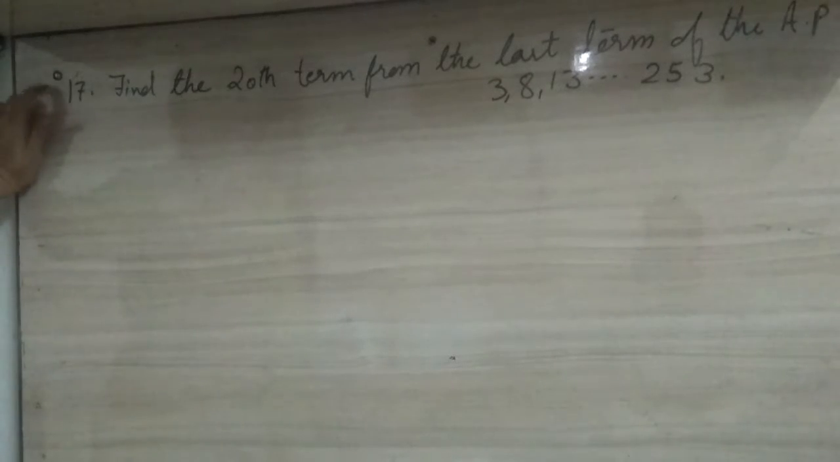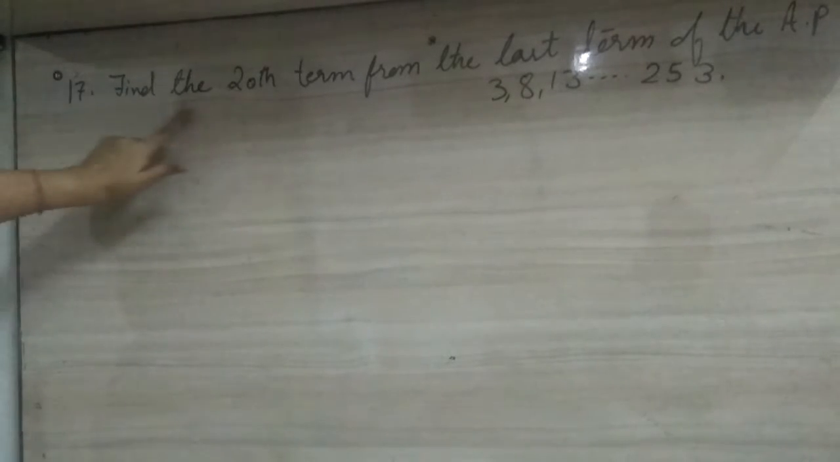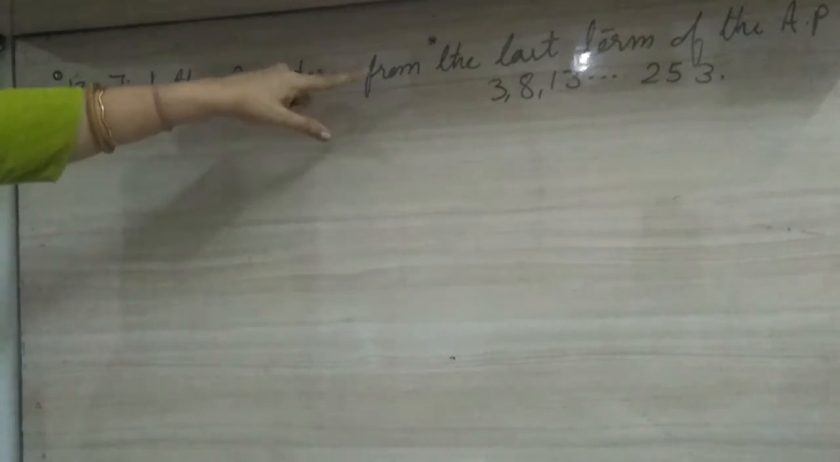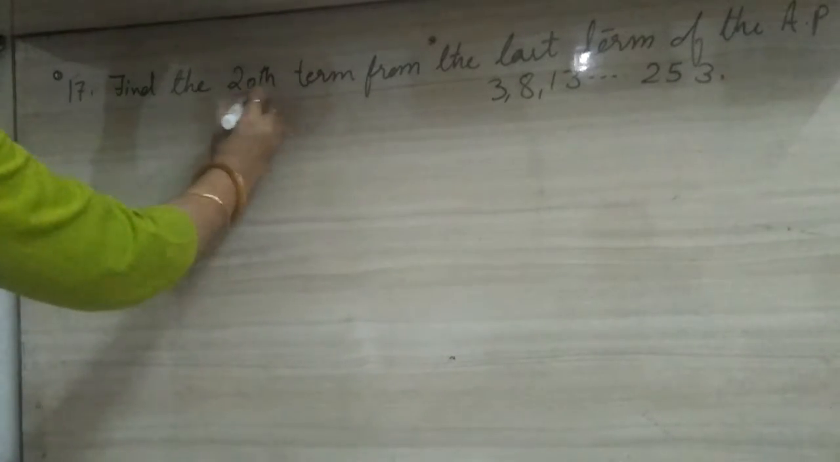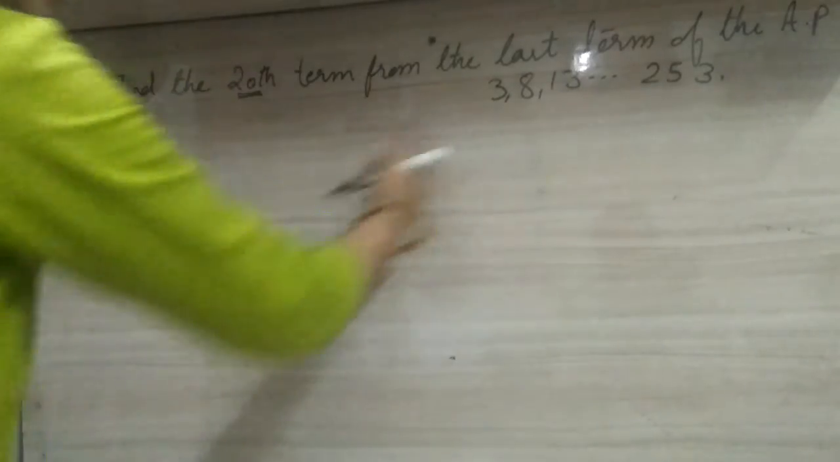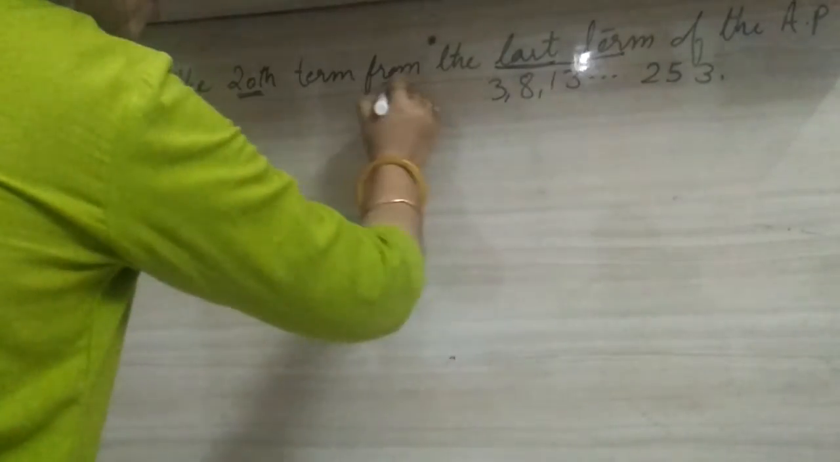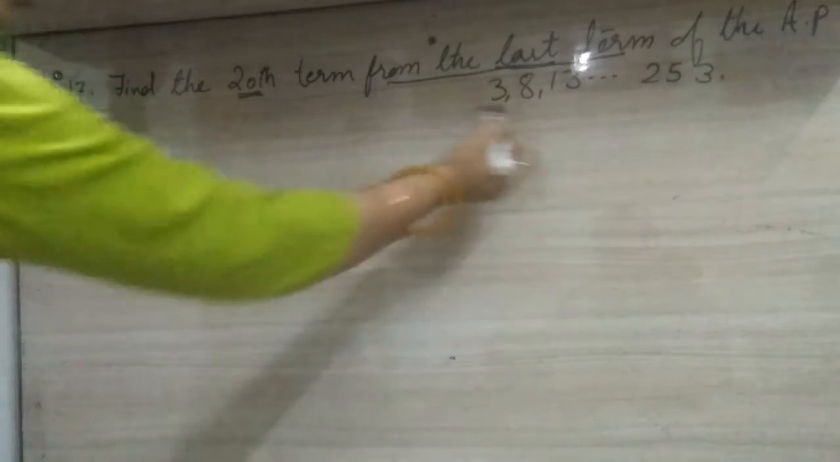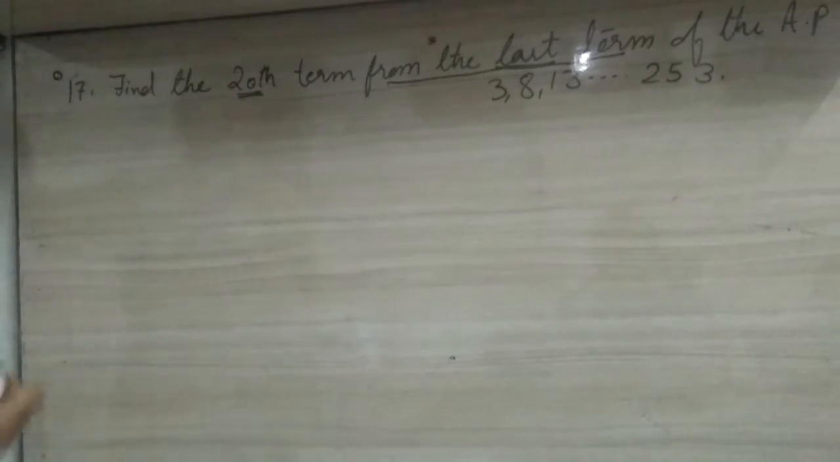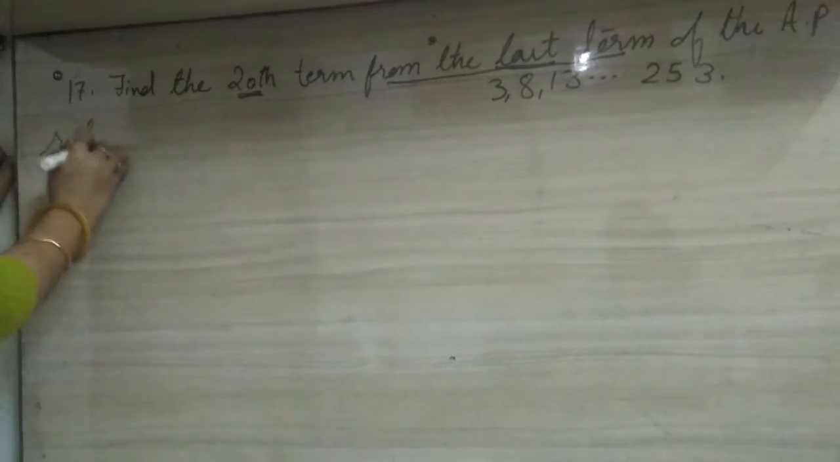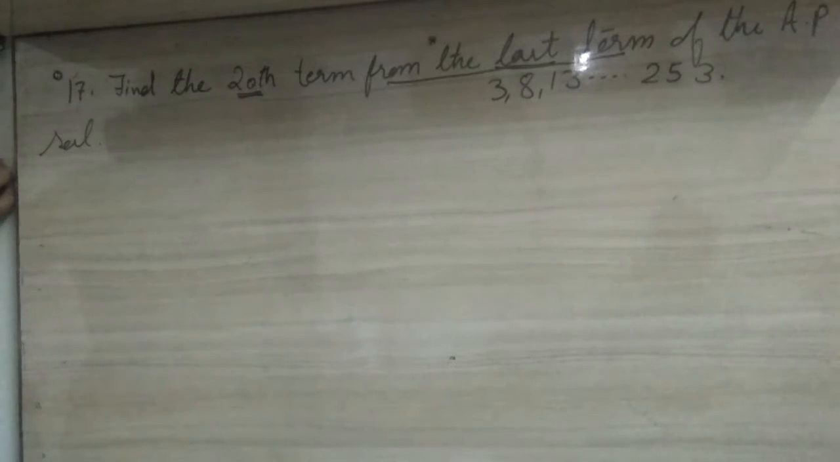Okay students, now in 17th question they are telling find the 20th term from the last term of an AP. Means you have to find the 20th term, but that counting you will start from the last term. So whenever this type of tricky question is asked from the last term, that counting should be from the last term. So what we are going to do in solution, first you will find common difference.